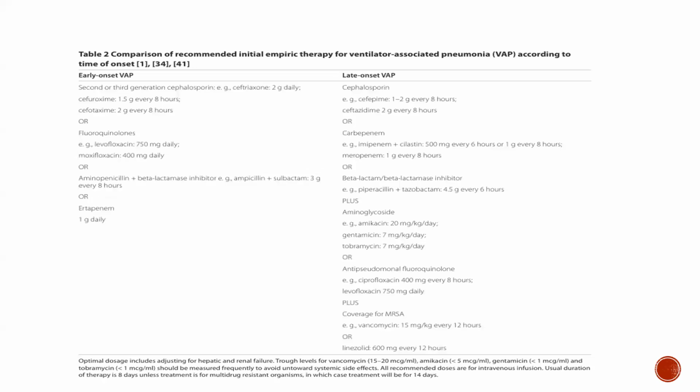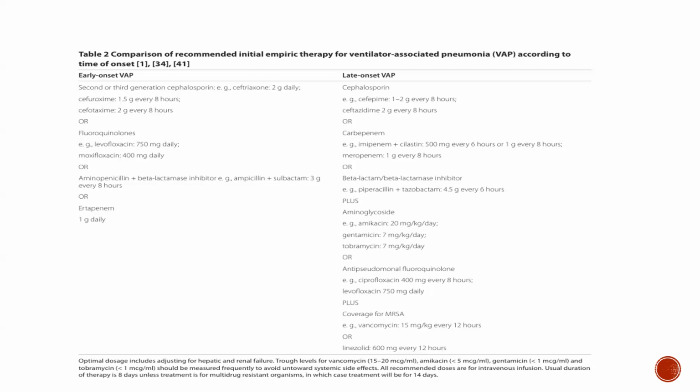So this is the recommendation for initial and empirical therapy. For early onset VAP, second or third generation cephalosporins, that is ceftriaxone 2 gram daily, cefuroxime 1.5 gram every 8 hourly, cefotaxime 2 gram every 8 hourly, or fluoroquinolones we can prescribe, that is levofloxacin 750 mg daily, moxifloxacin 400 mg daily, or ampicillin plus beta-lactamase inhibitor, that is ampicillin-sulbactam 3 gram every 8 hourly, or ertapenem 1 gram daily.